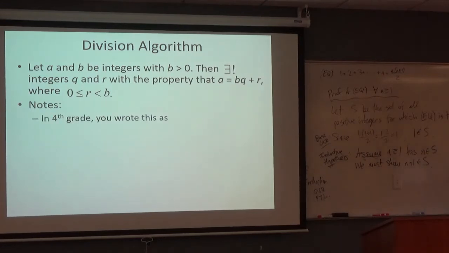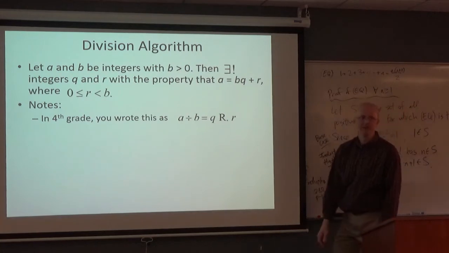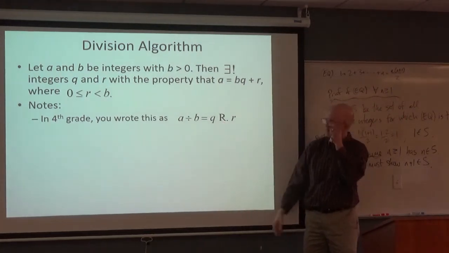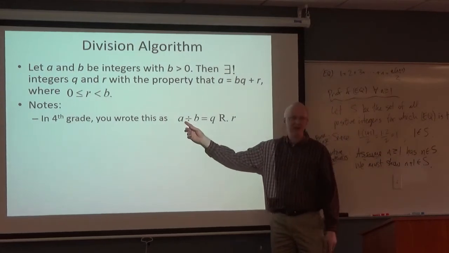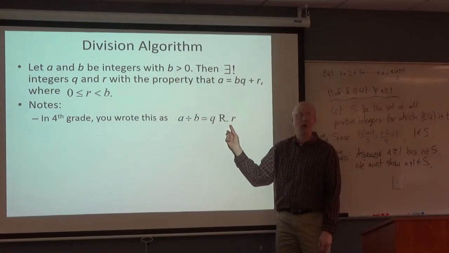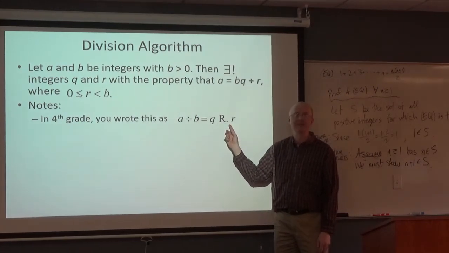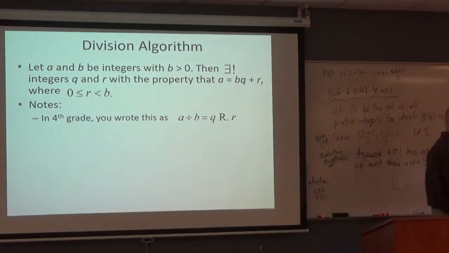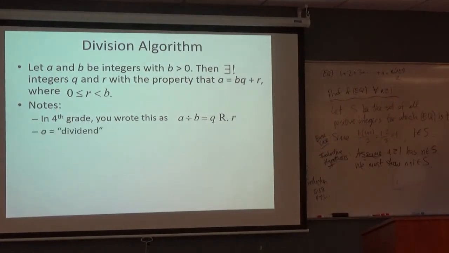Notes, in 4th grade you wrote this as A divided by B equals Q R R, where that capital R is remainder. So for example, 18 divided by 7 is 2 remainder 4, right? 18 divided by 7. Quotient of 2, remainder of 4. This just formalizes it to the general case.